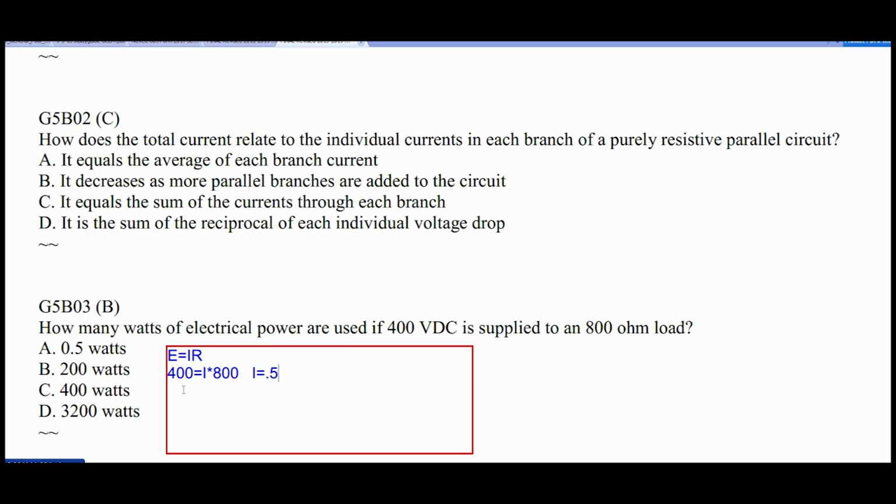So if we wanted to do power, the other word that I use is pi. P equals IE. Power equals voltage times current. We know that we have 0.5 amps flowing, and the voltage is 400 volts, and that equals 200. So there's the answer, B, 200.